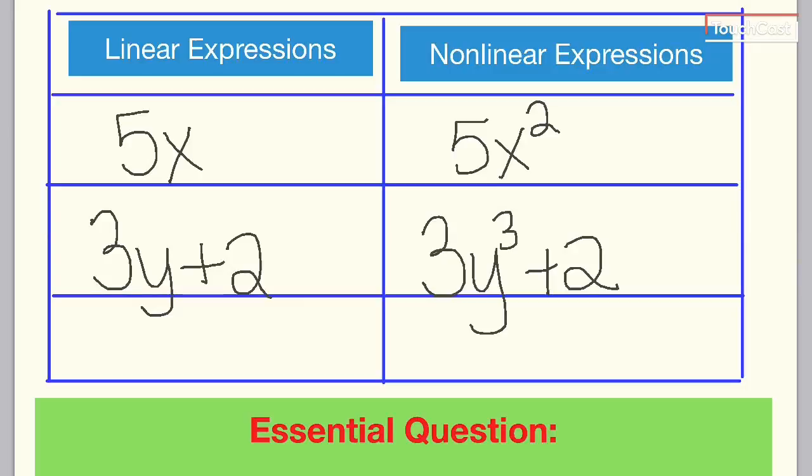Okay, and let's do one more. What if we had x minus 7? Again, that would be a linear expression because the variable is only to the first power. A nonlinear expression might be x to the fourth minus 7.